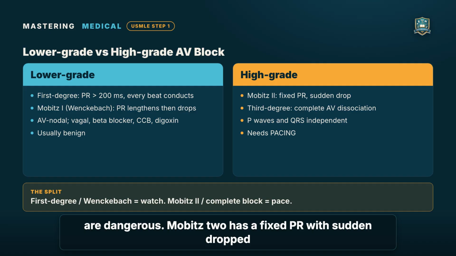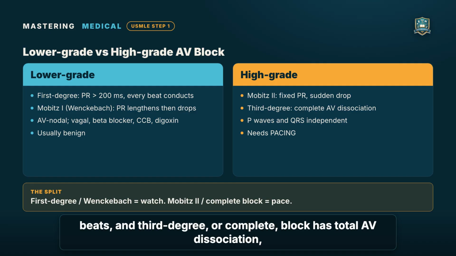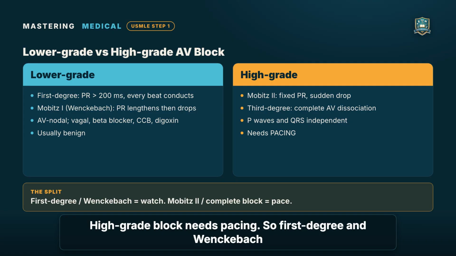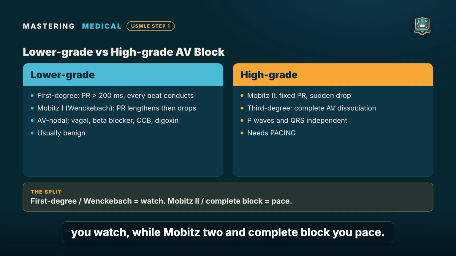Mobitz II has a fixed PR with sudden dropped beats, and third degree or complete block has total AV dissociation, where the P waves and the QRS complexes march independently. High grade block needs pacing, so first degree and Wenckebach you watch, while Mobitz II and complete block you pace.